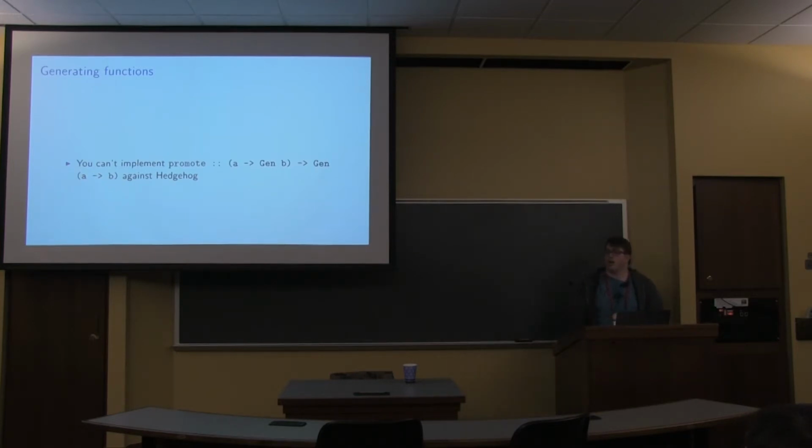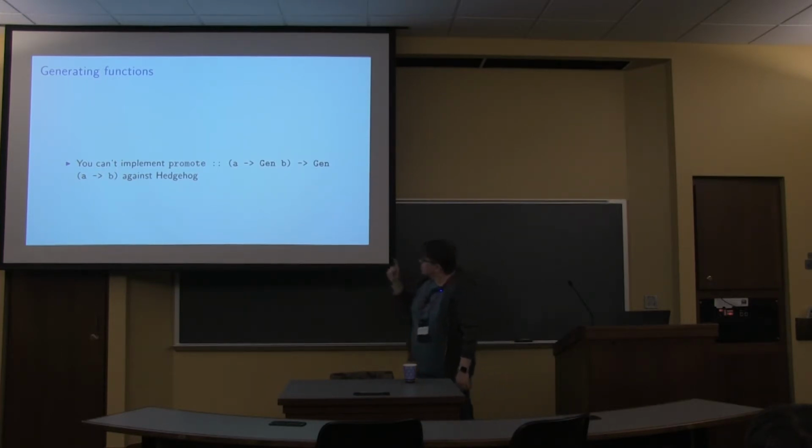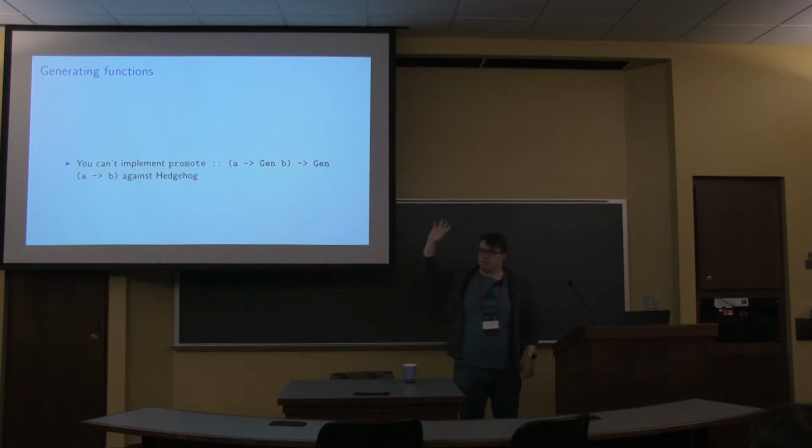Okay, so another limitation of Hedgehog. You can't implement that promote function, A to gen B, gen A to B, for Hedgehog because of the tree representation. All right, you're probably wondering, why do I care? Well, if you look at it, it's basically saying if you give it a function that goes from an A and generates a generator of B's, then you have a generator of functions A to B. So you can randomly generate functions. Who thinks that if they were writing property tests that they may want to generate random functions? All right, you're wrong. So was I. Makes you feel any better.